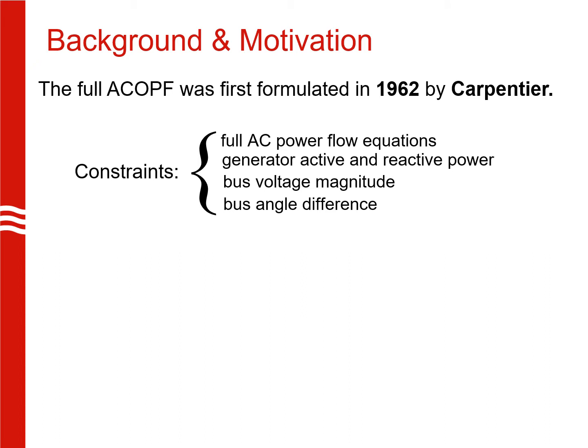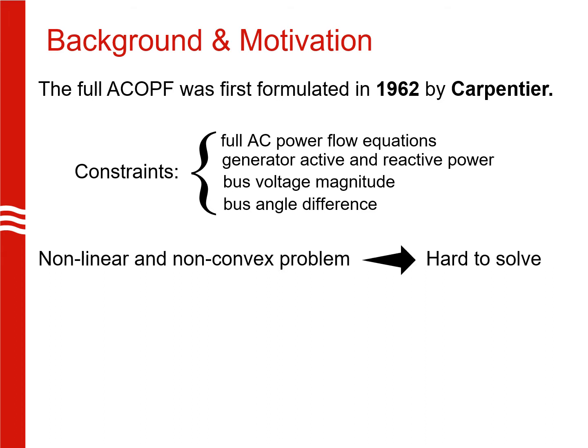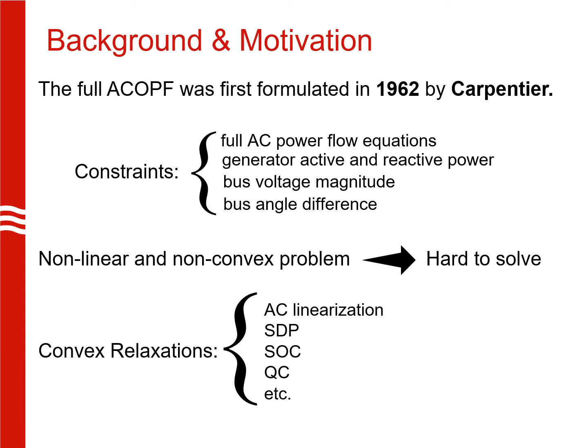The full AC optimal power flow problem in the format that we know nowadays was first introduced in 1962 by Carpentier. And since the beginning, due to the nonlinearity and non-convexity of its constraints, it was recognized as a hard problem to solve. Ever since, scientists have been trying to propose different solution algorithms to solve the optimal power flow problem, for instance, different convex relaxations. And this is still an open topic of research.